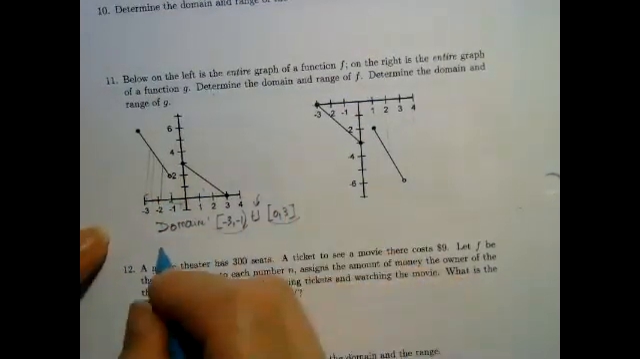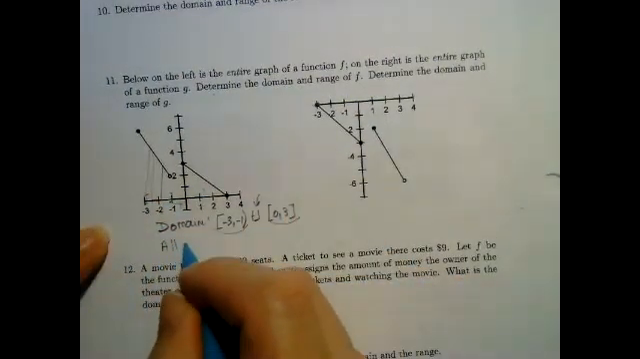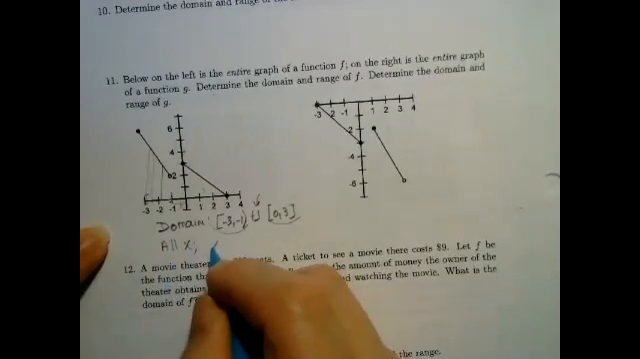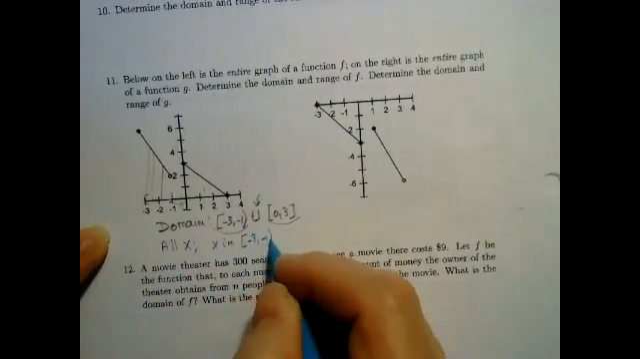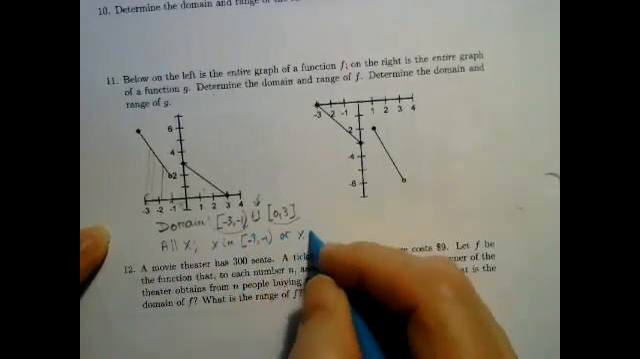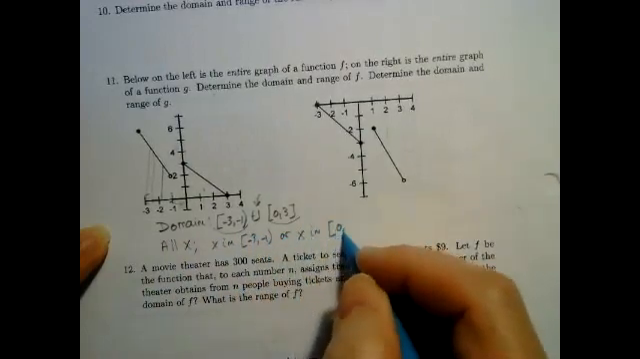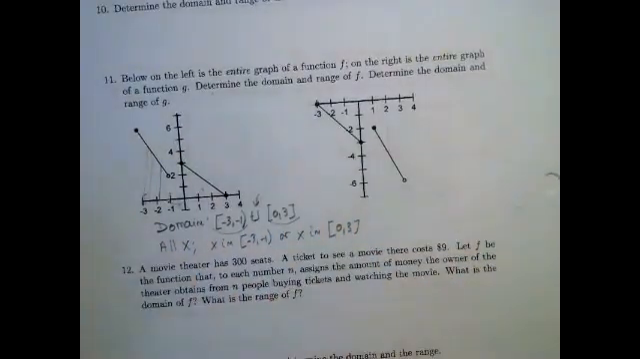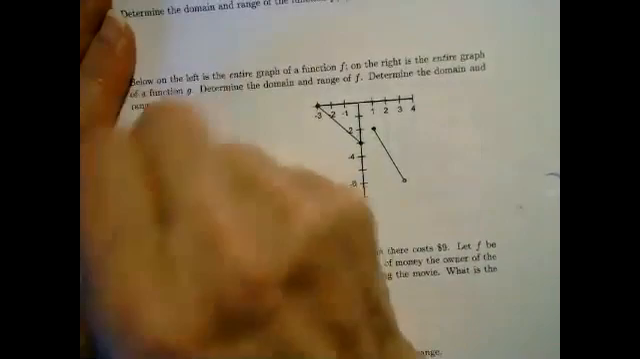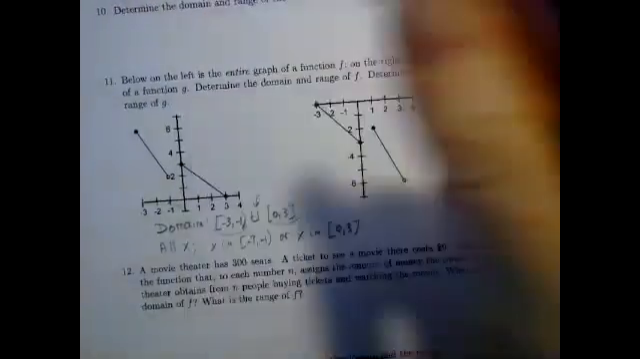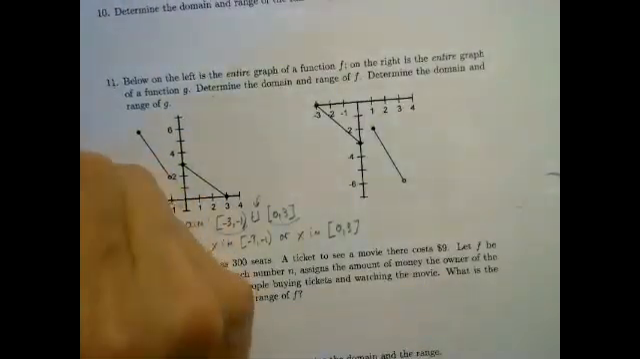So you can either write this notation or you can tell me all the x values such that x is in this interval or x is in this interval. So you don't have to use the union. Doesn't matter. You can use this notation. What's the range?